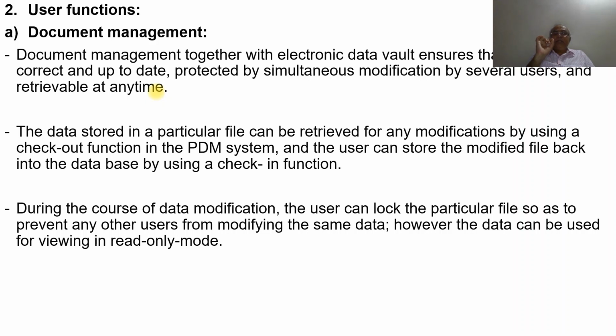The data stored in a particular file can be retrieved for any modifications by using a checkout function in the PDM system, and the user can store the modified file back into the database by using a check-in function. To access the data, you use the checkout function, and to give it back to the database, it is the check-in function. During the course of data modification, the user can lock the particular file so as to prevent any other users from modifying the same data. However, the data can be used for viewing in read-only mode.